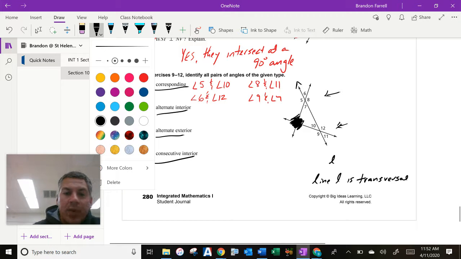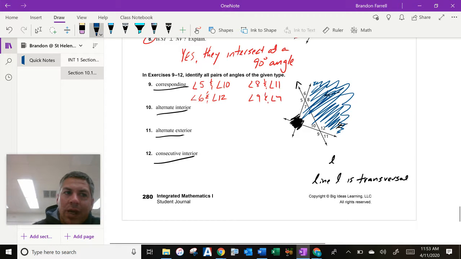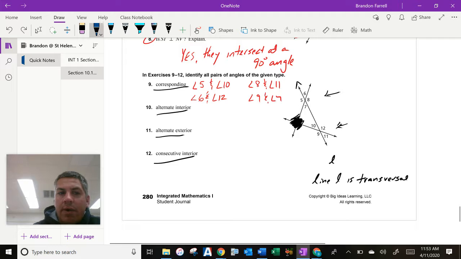Now we're going to change colors. We'll go to this darker blue color, and we're going to talk about alternate interior angles. For this pair, alternate interior, we're going to go inside. Here are my two lines, here's my transversal. All of this area is inside my two lines, so you have to focus on that scenario when we're doing this.